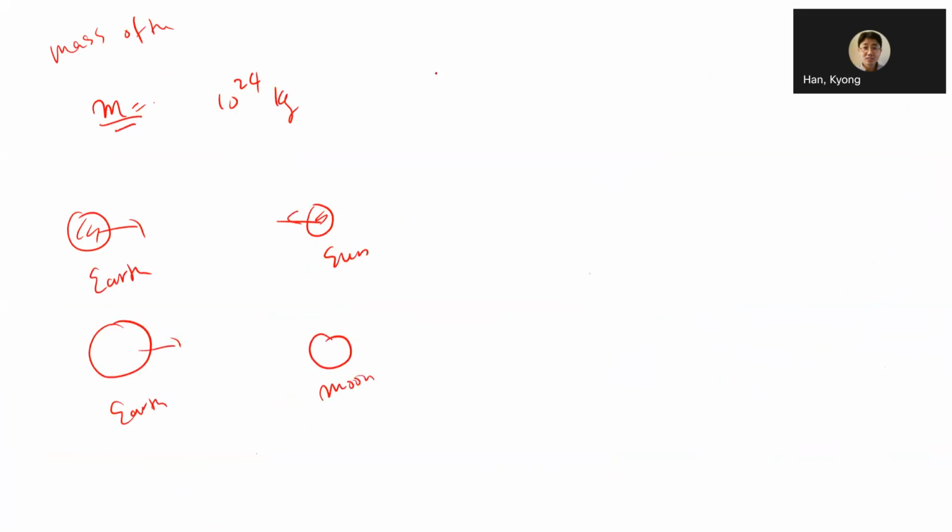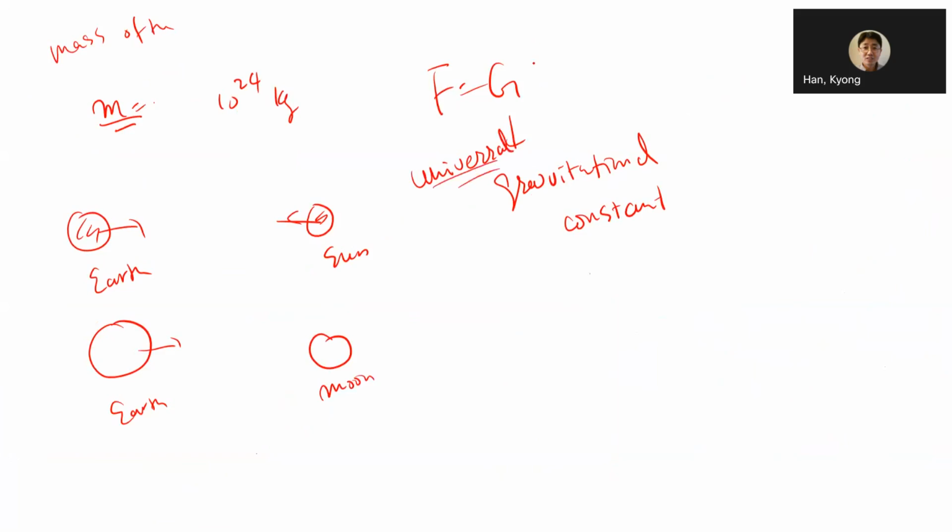The force is F equals G times m1 m2 over R squared. G is the gravitational constant, which never changes. Sometimes it is called the universal gravitational constant. Universal means never change. Then the product of the two masses, and R is the distance between them. This R is shown here.